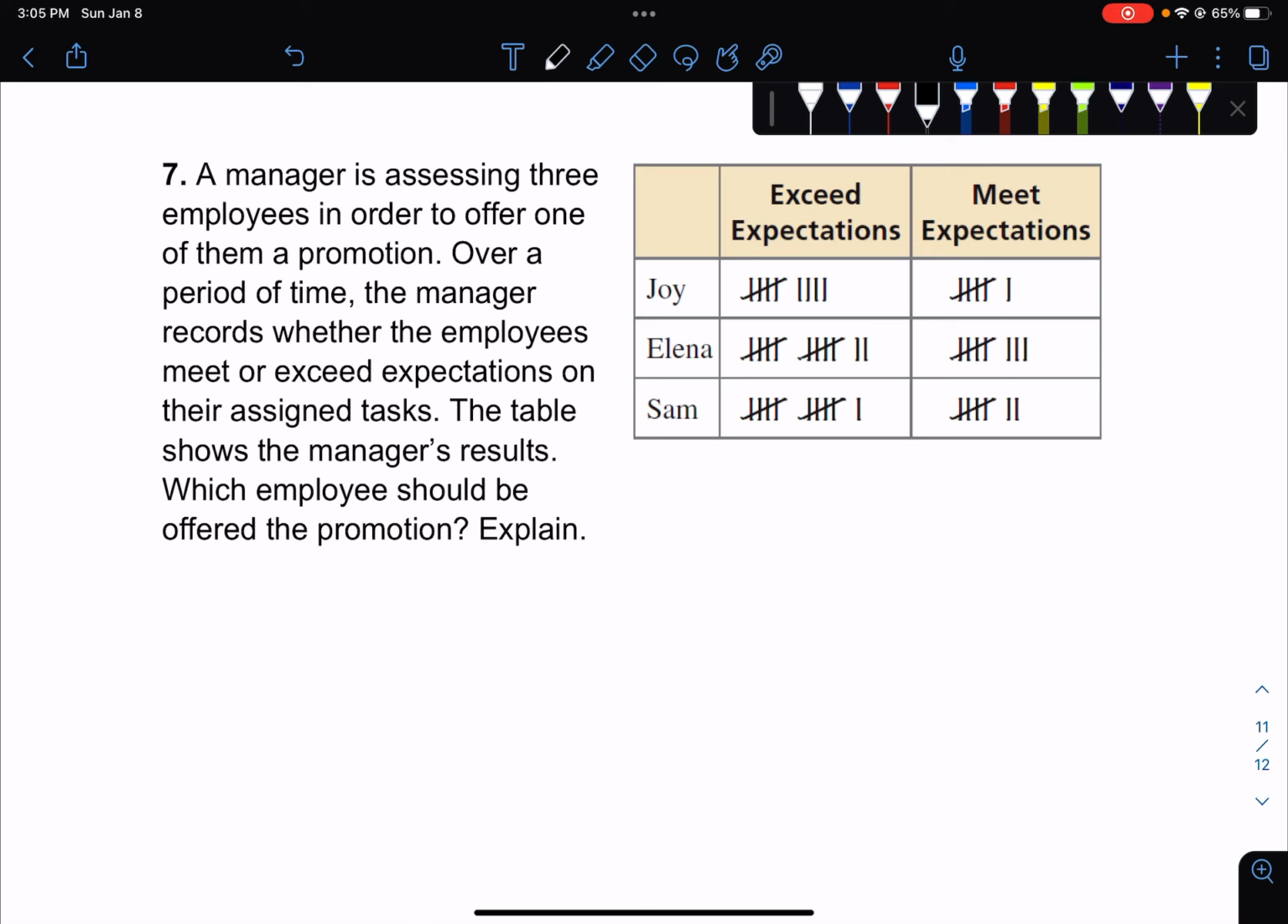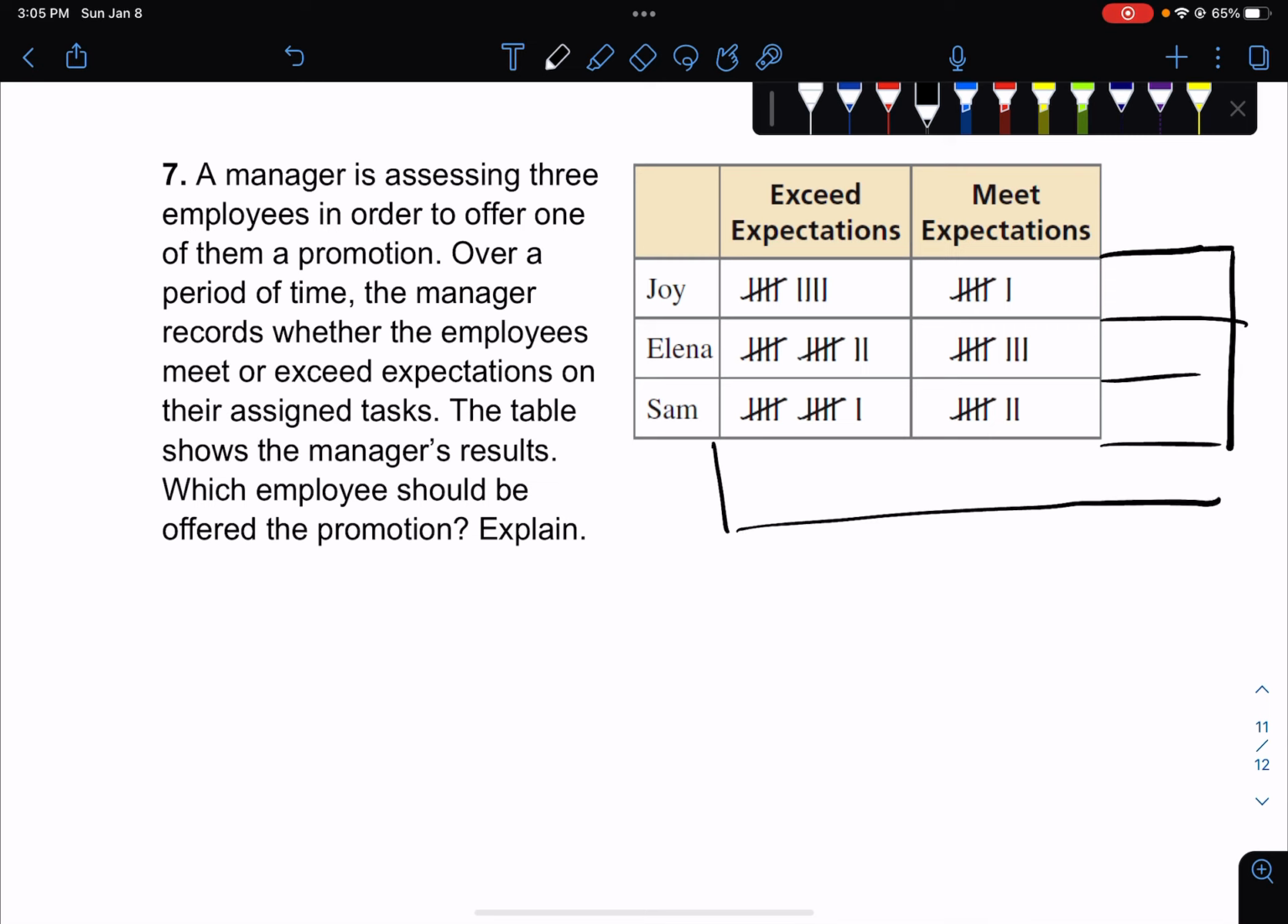Joy, if we finish filling out this table, which I feel like we should probably do, don't you think? Let's finish filling this table out. Joy was recorded 15 times. Elena was recorded, let's see, 10, 11, 12, 17. She got recorded 20 times. Sam has 11, 12, 13, 18 records.